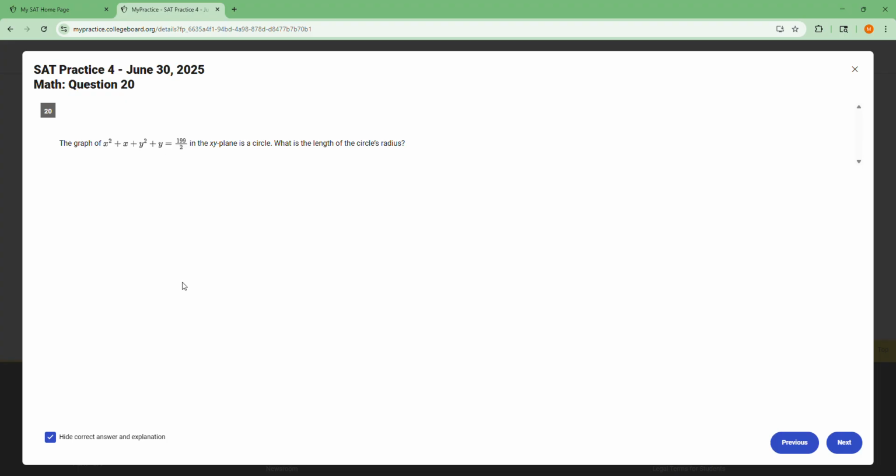It is the circle equation, but it's the circle equation in standard form instead of in an actually useful form. That's how to do it algebraically. That is correct.